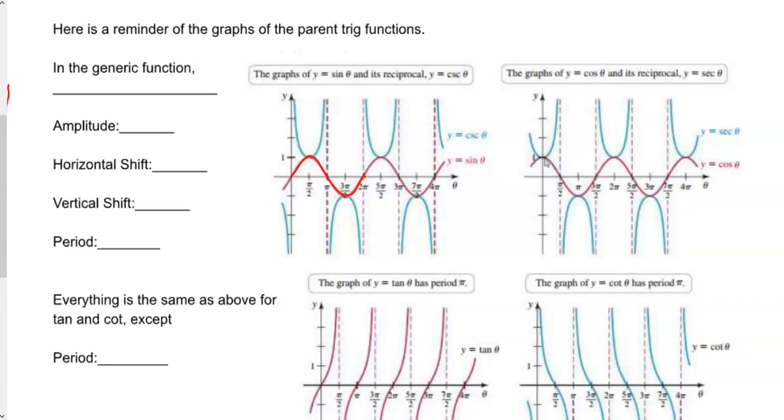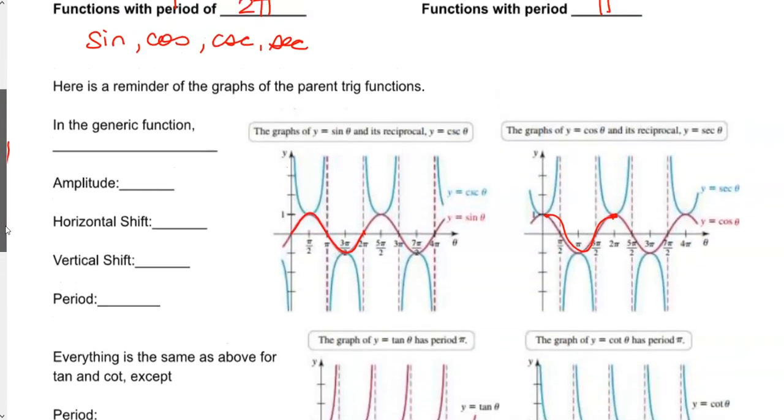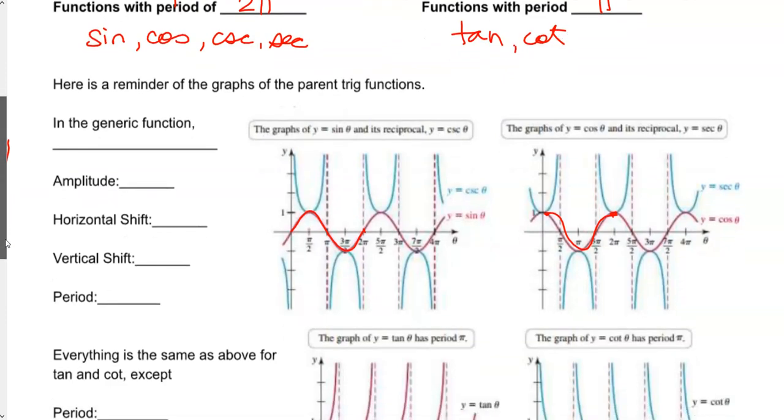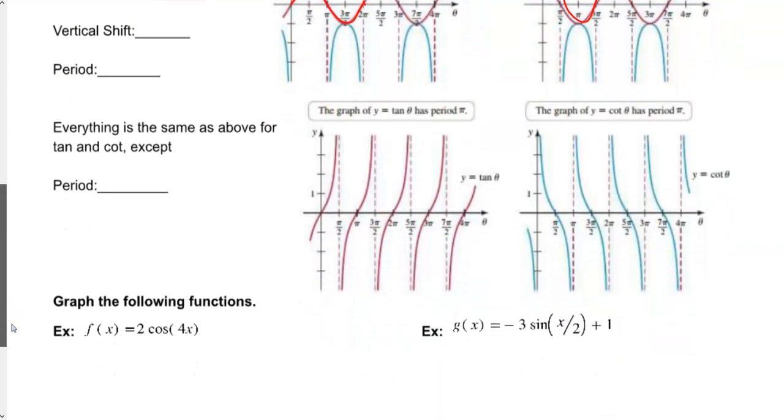Same way here with cosine. Here is one period of cosine, and notice we have one period of secant with that. So in this case, the parabola on this side is broken up according to the period. And then the other two functions that we have with a period of pi are the last two, which are tangent and cotangent. It almost looks like an x cubed on their graph, as a reminder of that.